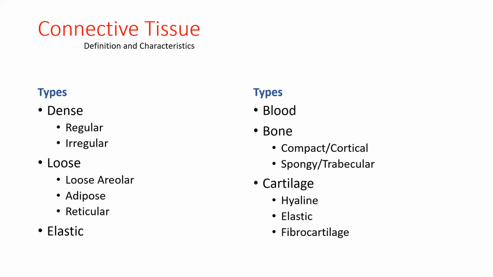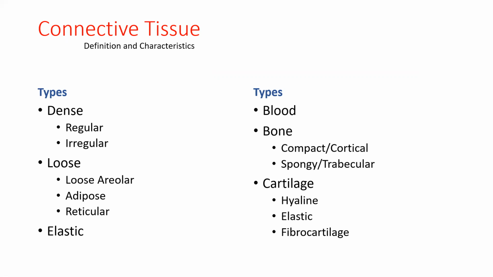And so what I typically recommend my students do is to identify whether it's epithelium, muscle, or nerve tissue first. If it's not any of those things, then it is most likely a form of connective tissue. There are several types. There is fluid connective tissue, of which blood falls into that category. Bone and cartilage are also a type of connective tissue.